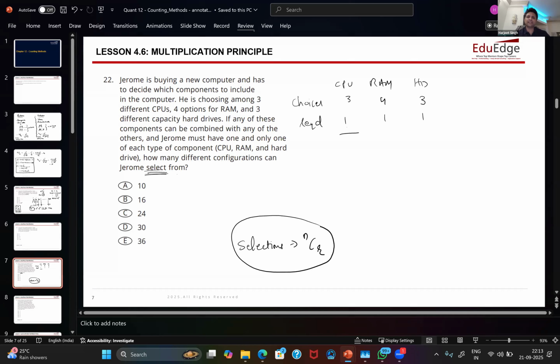So how many ways can I select CPU? Out of 3, I can select 1 in one way. So that is 3C1. Similarly for RAM, out of 4 choices, I need to select 1. So that's 4C1. In HD, I need to select 1 out of 3. So 3C1. And the final outcome will be the multiplication.